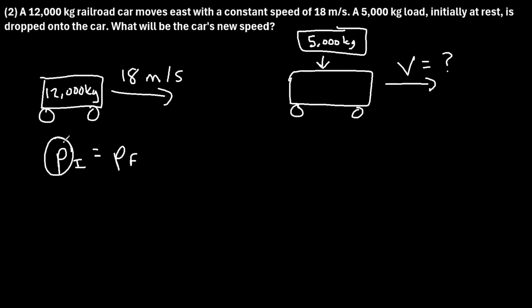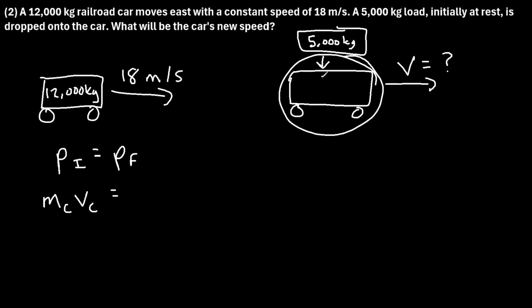So the initial momentum will be the mass of the car multiplied by the initial velocity of the car. So let's say the mass of the car times the velocity of the car. And that must be equal to the final momentum. So the final momentum is going to be this new mass times this new velocity. So we'll say the mass of the car, the new mass, times the new velocity of the car. So let's go ahead and fill in what we know.